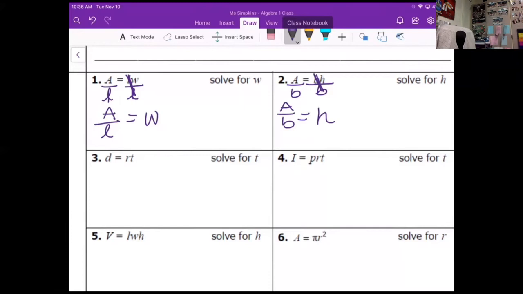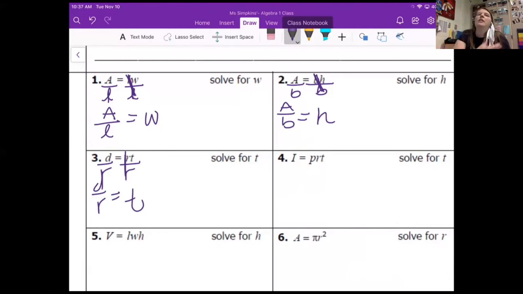So distance equals rate times time. What are we solving for? T, time. So right now time is being multiplied by R, so we want to do the opposite, which is divide. We're going to be left with T on the right-hand side and D over R on the left-hand side. Any questions so far? Again, keep in mind that you're not necessarily solving for anything. You're just kind of manipulating it.